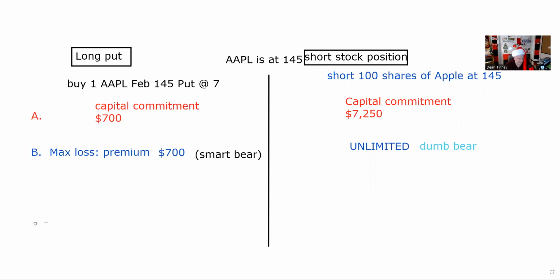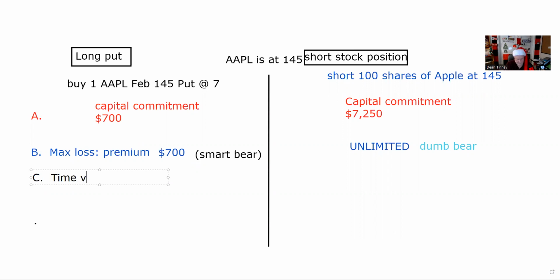All right, let's see what C says. C says the put has a time value beyond its intrinsic value that gradually dissipates. Now, that's a fancy way of saying that the time value eroding is an advantage, and that's certainly not. So C, time value dissipating. Let me get a different color here.